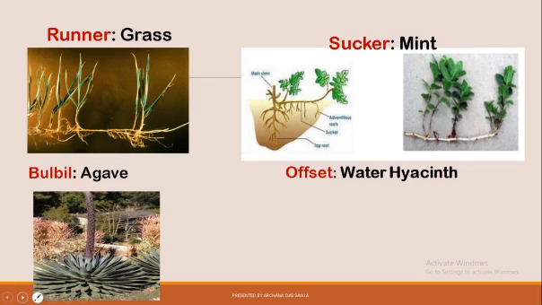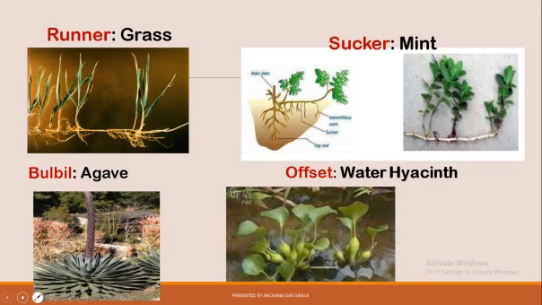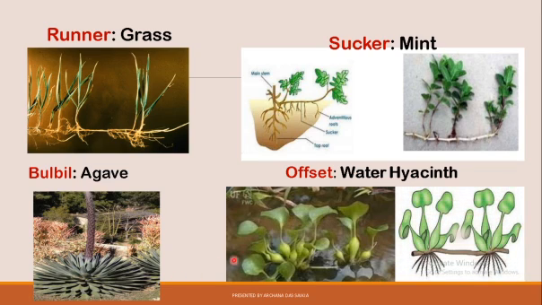The next type is offset. It occurs in aquatic plants like water hyacinth. As we can see here, this is a water hyacinth plant. Now this offset is somewhat similar to sucker or runner, but here the difference is they can be seen only in aquatic plants.